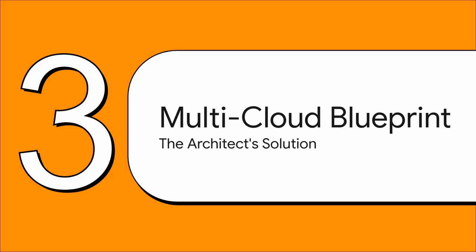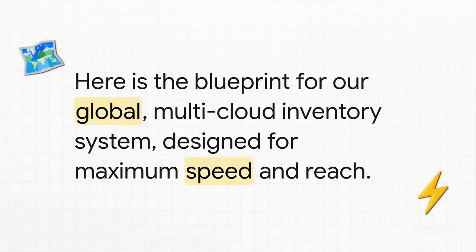All right, so we've made our choice. We're going async. Now we can actually start putting the pieces together. So here it is, the architectural blueprint for how this is all going to work. So yeah, this is our high-level plan. And notice, we're deliberately using multiple clouds. That's not just to have backups. It's so we can get our data physically closer to our customers, wherever they are in the world.